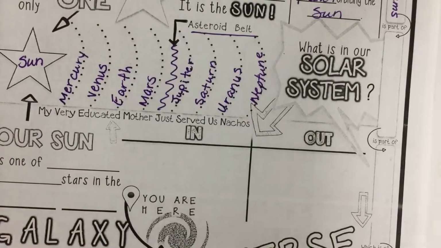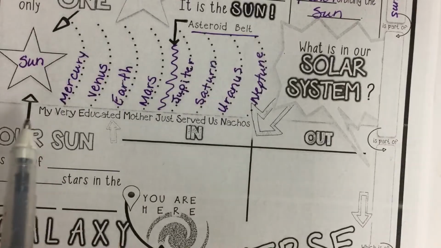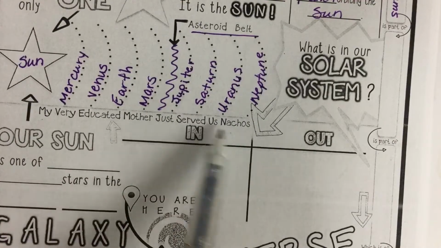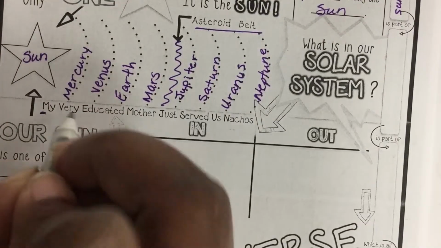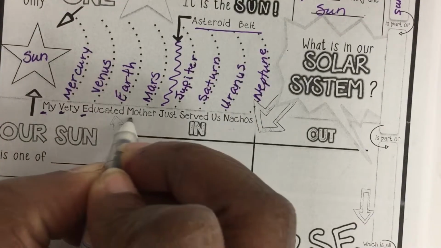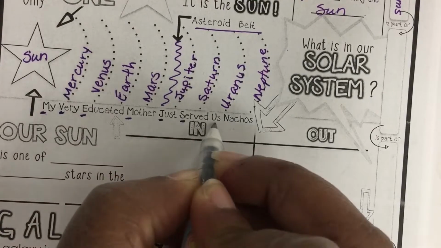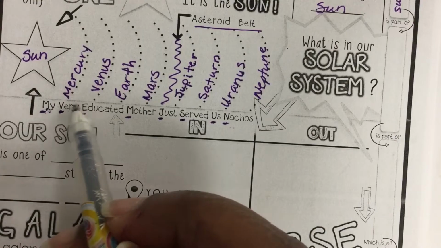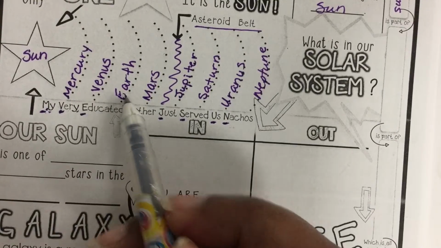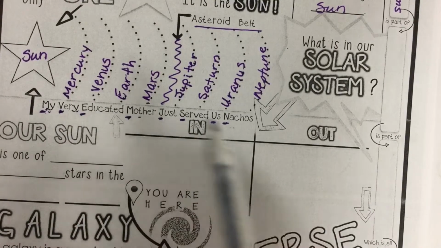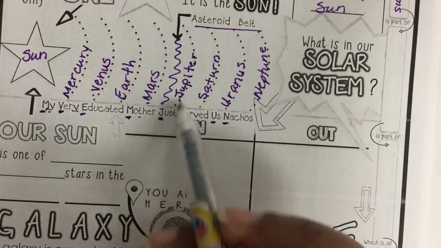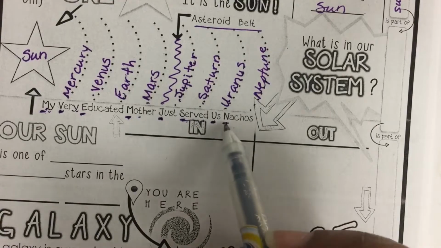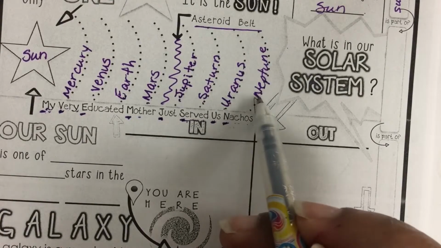One way, and you might have another, to remember the solar system is using this sentence, "My very educated mother just served us nachos." Every first letter in the sentence is going to represent a planet. So, M, my, Mercury; V, very, Venus; E, educated, Earth; M, mother, Mars; J, just, Jupiter; S, served, Saturn; U, us, Uranus; N, nachos, Neptune.